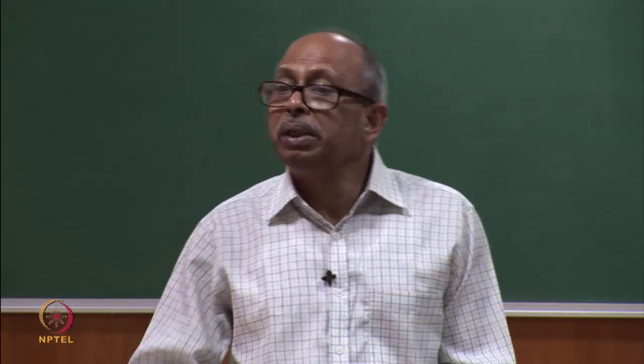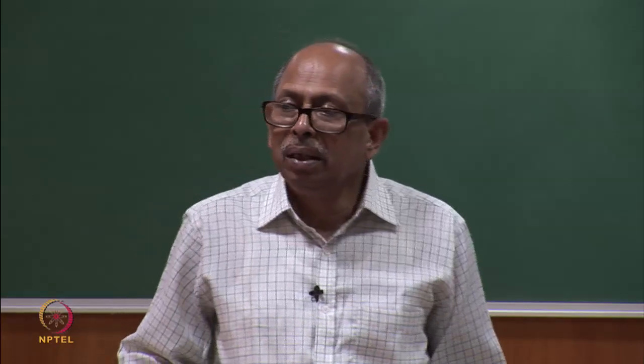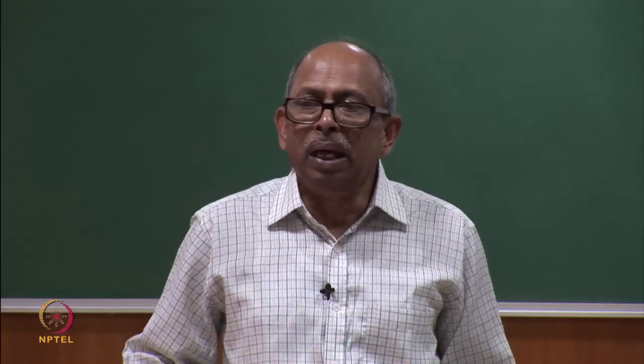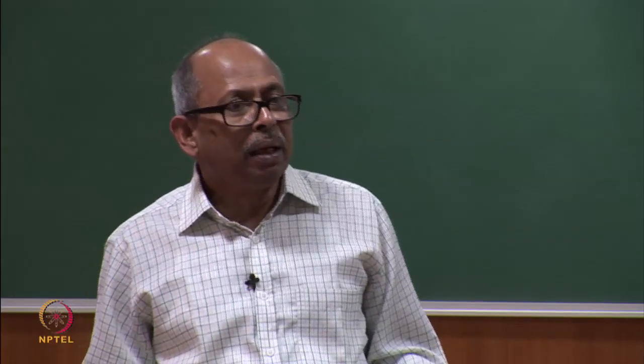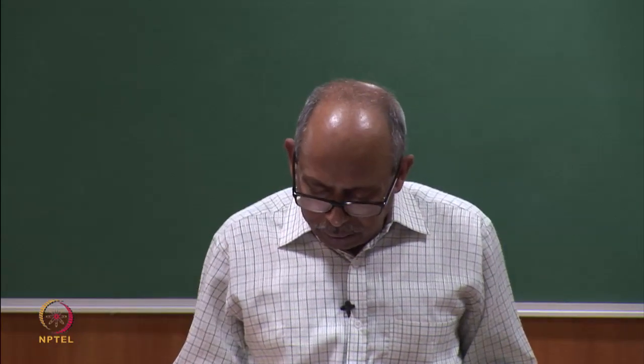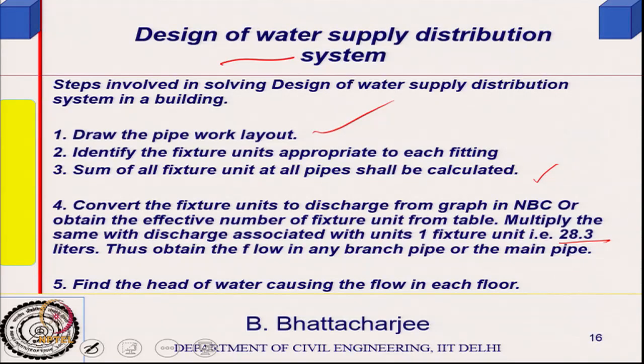Your aim is to determine the D, and D would generally be the same, but if it is different then again it is a series network. So, convert this, find out the effective fixture units multiplied by 28.3 liters, and that is the flow for any pipe, any branch pipe, you can obtain.